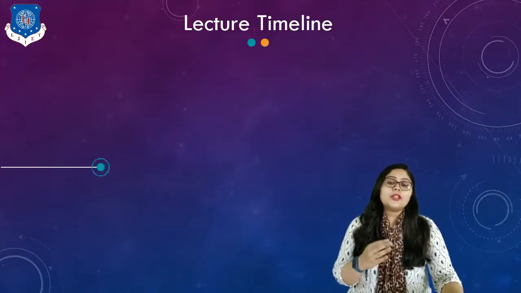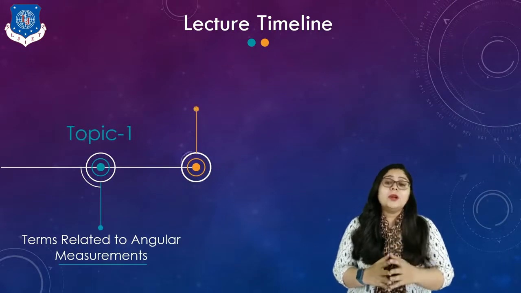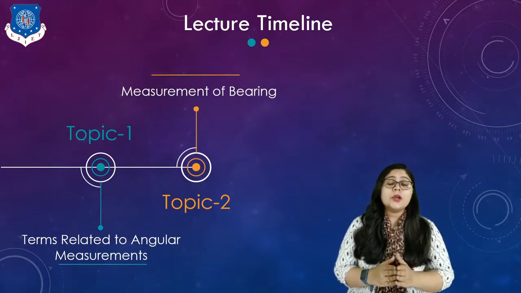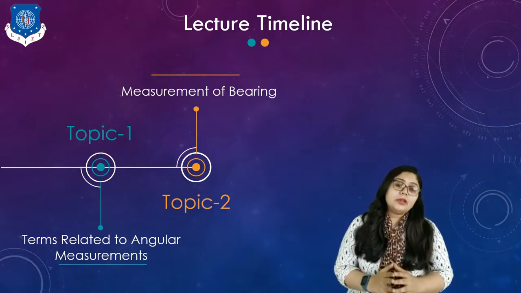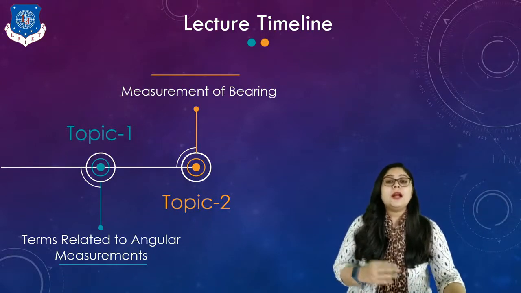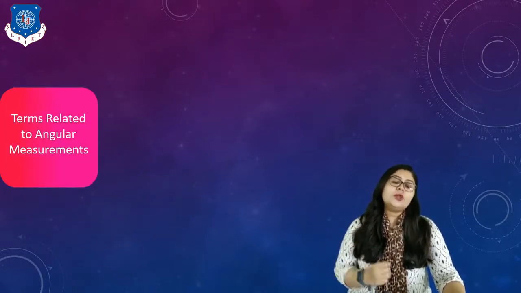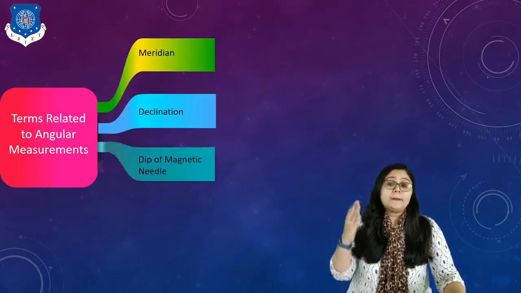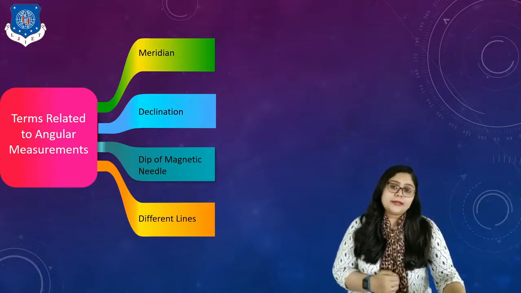So in today's lecture, we are going to discuss our first topic, in which we are going to know the terms which are used related to angular measurement. And after knowing the terms, what are the methods that we use for the measurement of the bearing, right? So without wasting much time, let's get started with our first topic, the terms related to angular measurement. There are various terms used like meridian, declination, dip of magnetic needle and different lines, right?